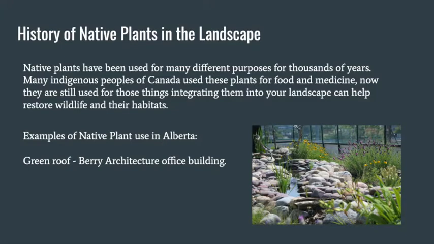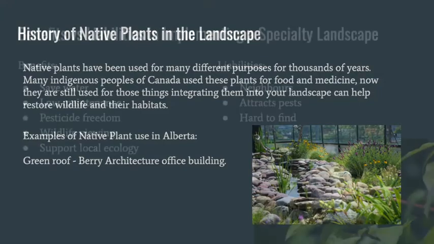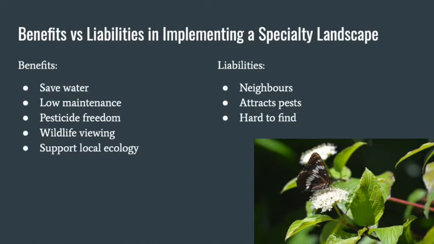Native plants have been used for many different purposes for thousands of years. Many indigenous peoples of Canada use these plants for food and medicine, and they are still used for those things now. Integrating them into your landscape can help restore wildlife and their habitats. An example of a native plant use in Alberta is the green roof at the Barrie Architecture office building in Red Deer, Alberta.